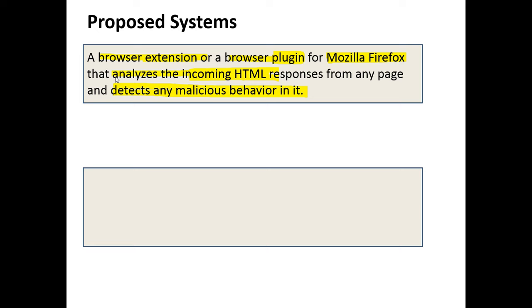So for any page you visit from Mozilla Firefox, the plugin we developed will analyze the incoming response from that page, and it will compare that HTML response against our rule set. If it meets the rule set, then it is going to allow it. Or else it concludes it is malicious behavior and it's going to stop it.